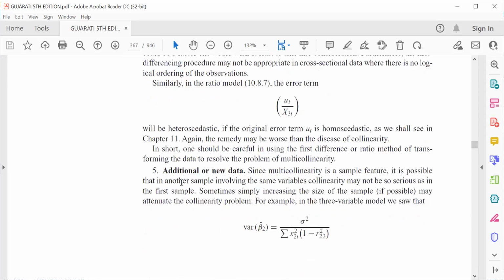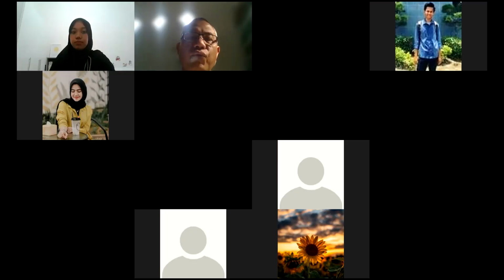Add some new data. This is a big problem. For example, if we have secondary data, where we obtain the data from other institutions, it is impossible to add the data unless we can transform data from low frequencies to higher frequencies.